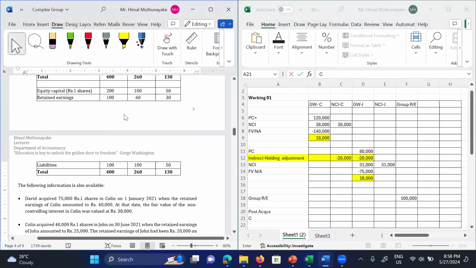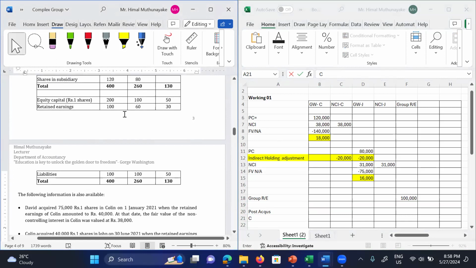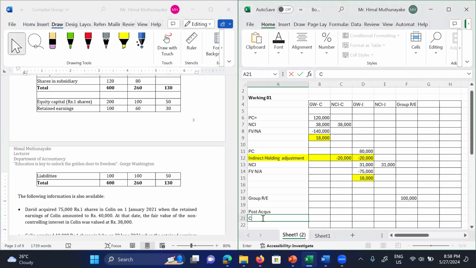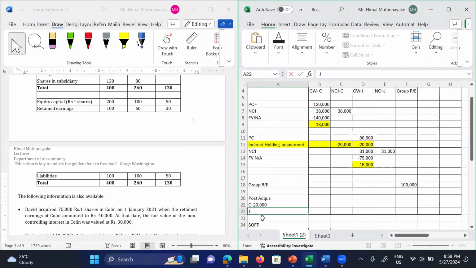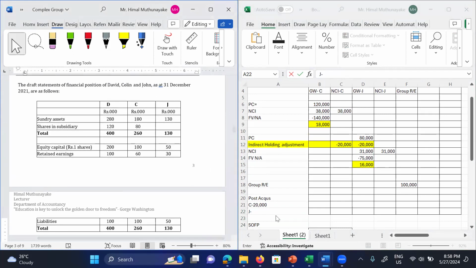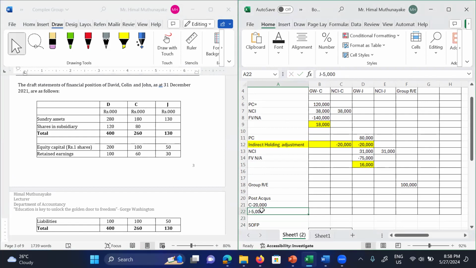At the acquisition date, the 40,000 is the group acquisition profit, but when it comes to the retained earnings, it is 60,000 at the reporting date. So the difference between the acquisition date and the reporting date, 40,000 and 60,000, gives 20,000 as the post acquisition profit for company C. And for company J, at the acquisition date it is mentioned as 25,000, and at the reporting date it is 30,000. That means 5,000 is the post acquisition profit.